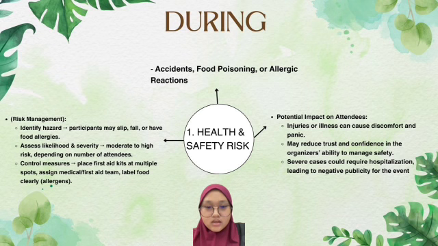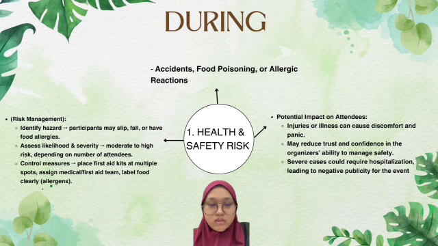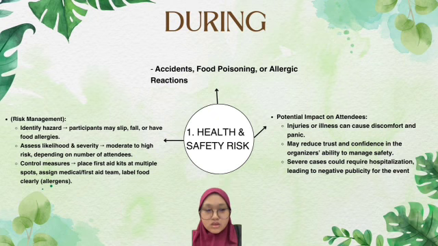First, the health and safety risk. During the event, accidents, food poisoning, or allergic reactions may occur. As part of risk management, we need to identify hazards such as slipping, falling, or food allergies. Control measures include placing first aid kits at multiple spots, assigning a medical team, and labeling food clearly for allergens. The potential impact on attendees includes injuries or illness that may cause discomfort and panic, reducing trust in the organization, and in severe cases, hospitalization, which could lead to negative publicity.